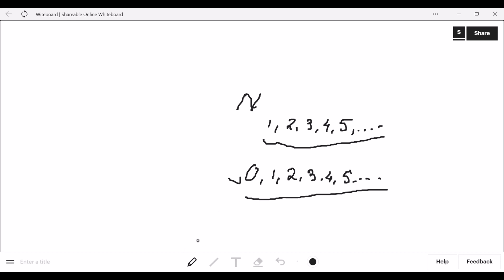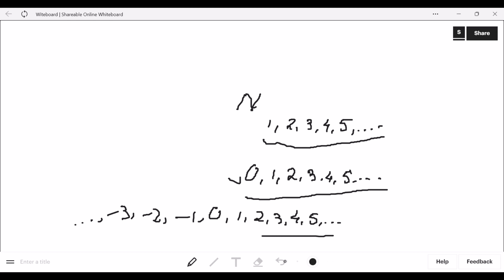And if we take all whole numbers together with negative of natural numbers, this new collection formed will be called integers. In fact, set of integers, right?